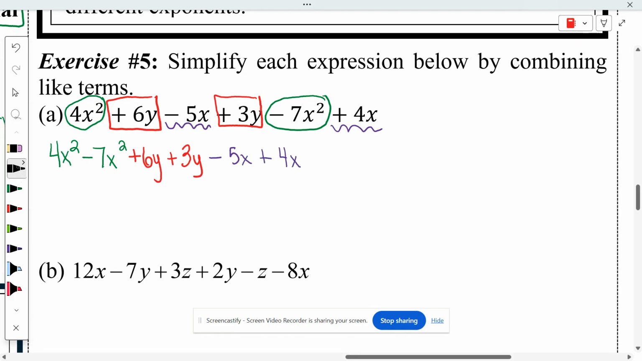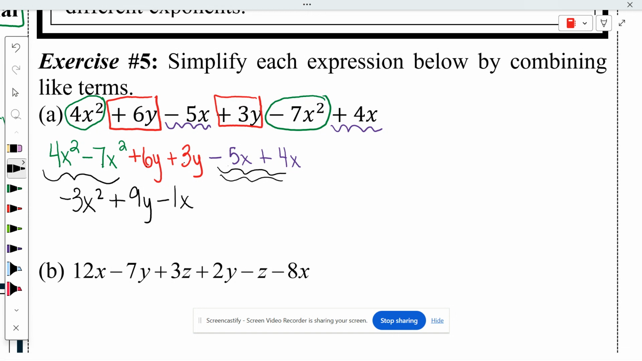All right, so now I'm going to simplify. 4x squared minus 7x squared. Well, 4 minus 7 is negative 3. So I have negative 3x squared. Plus, well, 6 plus 3 is 9y. My last one, negative 5 plus 4 is negative 1x. So notice that I don't do anything with the variable term. The variable term is the same. It just goes along for the ride. I'm just adding the coefficients.